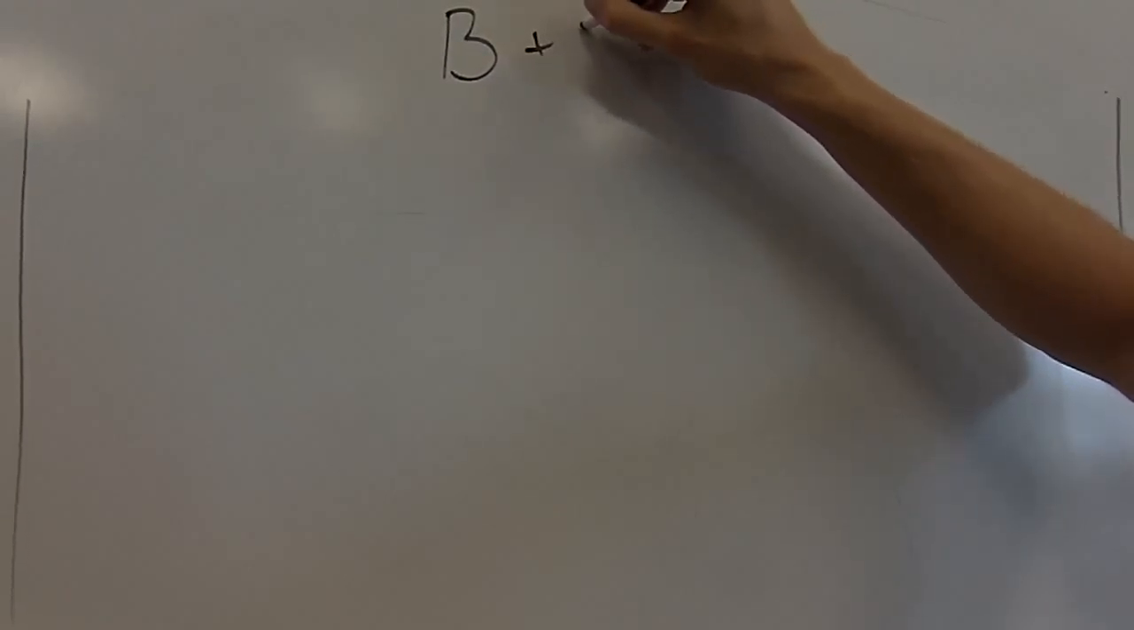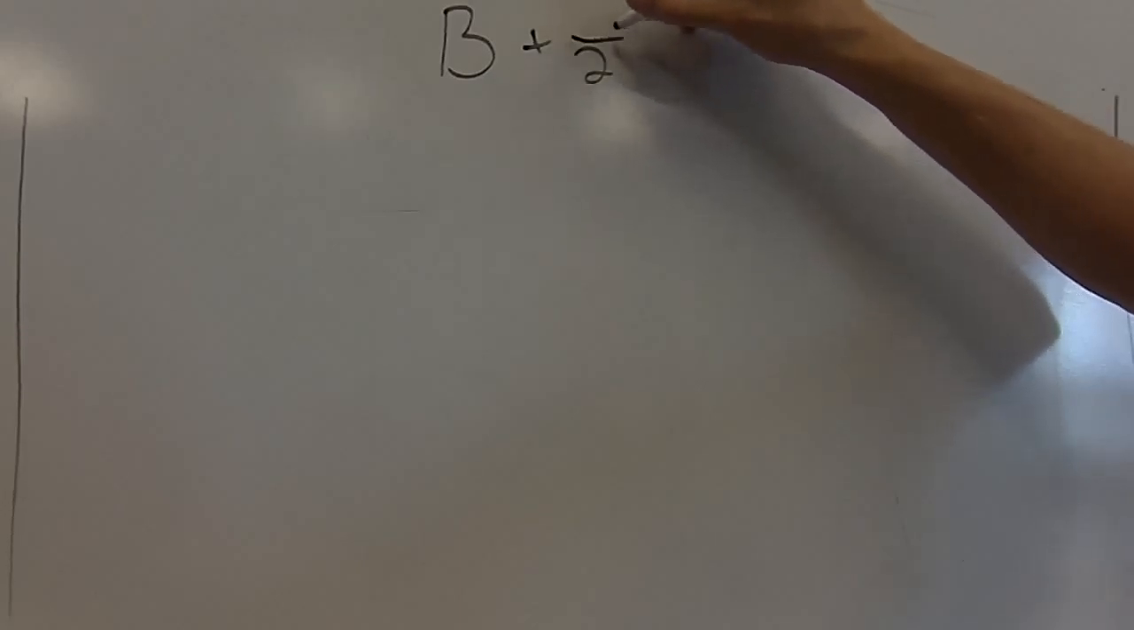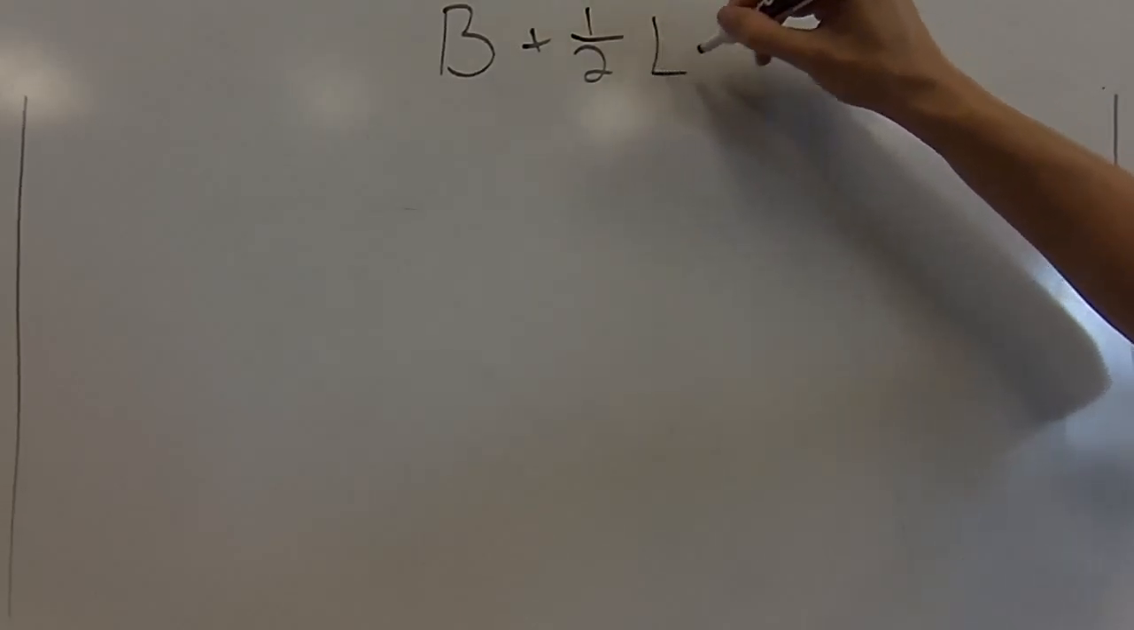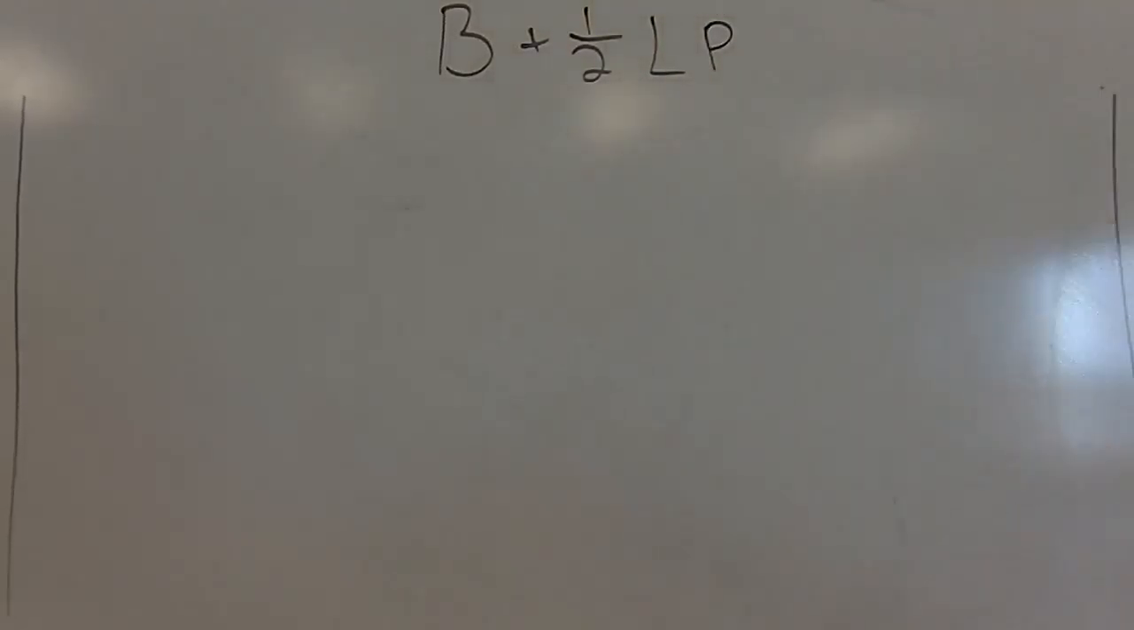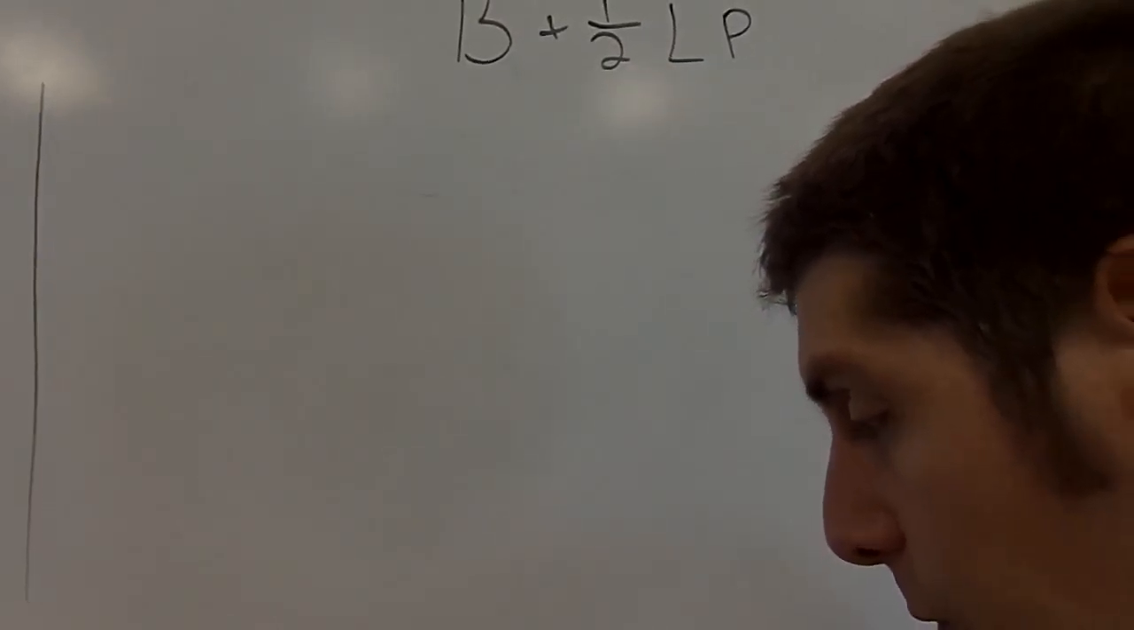I'm Mr. Kangas, and today we're going to take a look at Chapter 11, Section 5, Surface Area of a Pyramid. Now, surface area of a pyramid is much easier than surface area of a cone to explain.